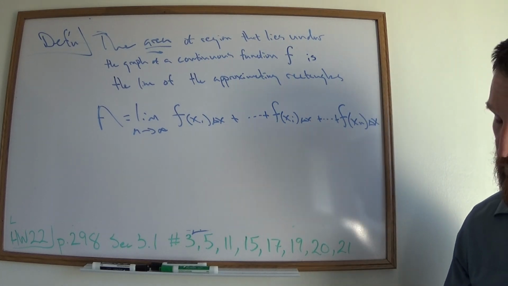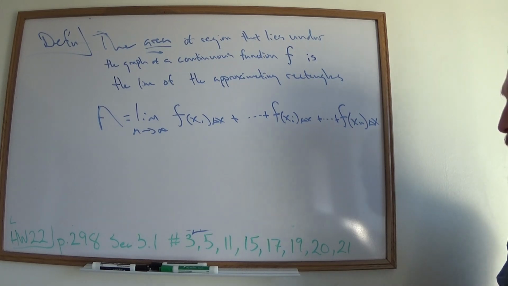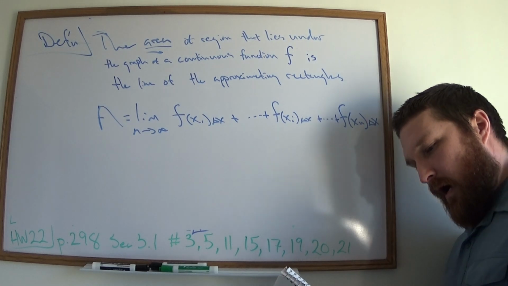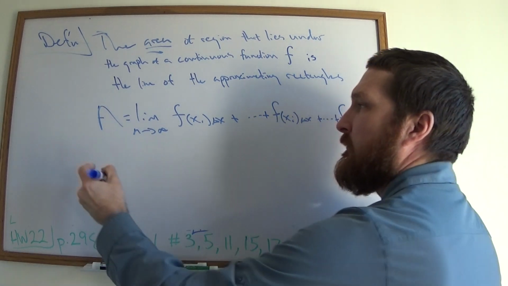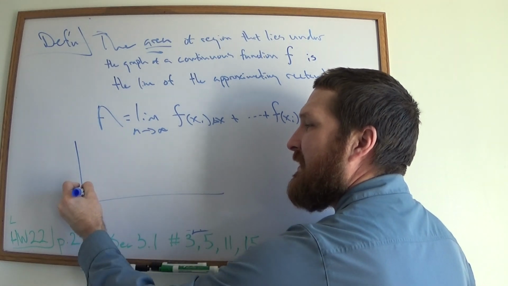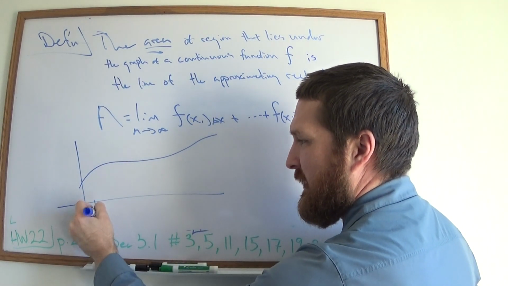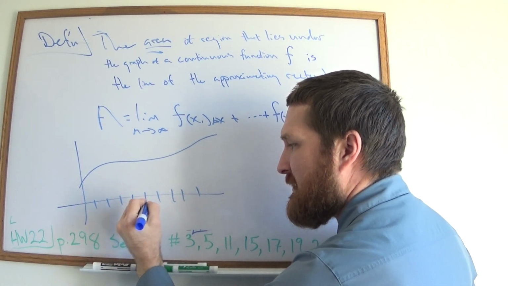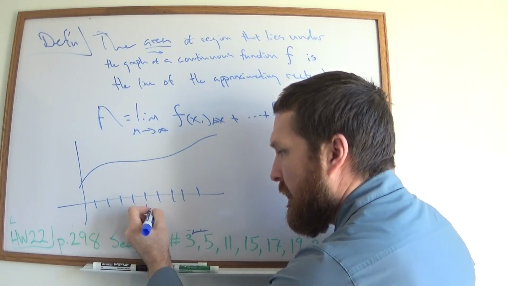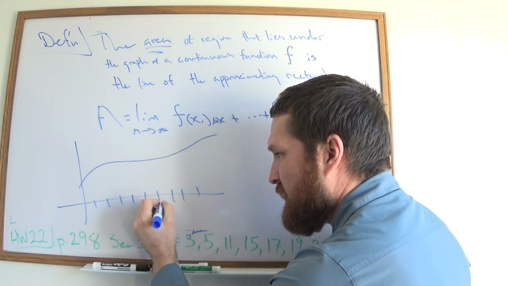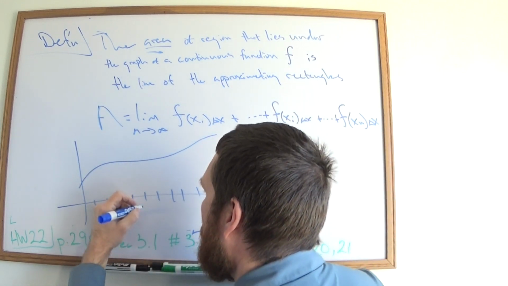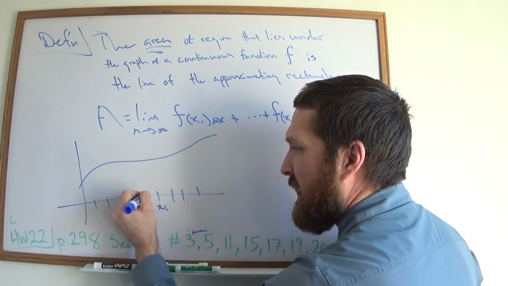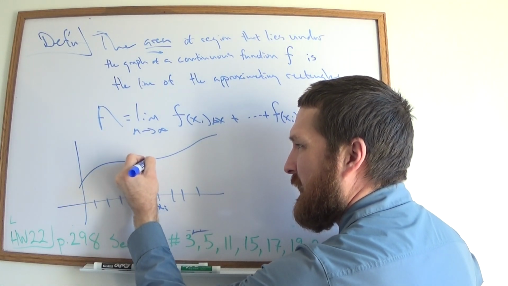Okay, now check this out. There's a few things I just need to say. It turns out that once you've partitioned your domain, okay, so we've chopped these up, and now let's say you have some xi minus 1 up to xi. Here's your xi minus 1 and here's your xi. And so we're talking about this approximating rectangle right here.